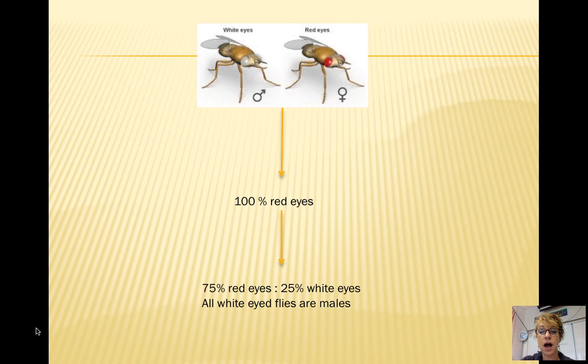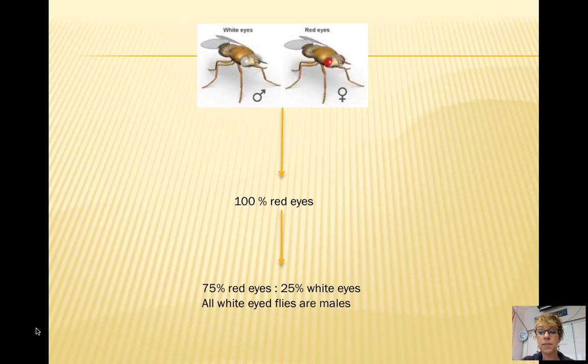Morgan's flies had red eyes. These are considered the wild type, which means they display the most common traits. But at one point, a white-eyed male fly was produced. He crossed it with a red-eyed female, and all of the offspring were red-eyed.